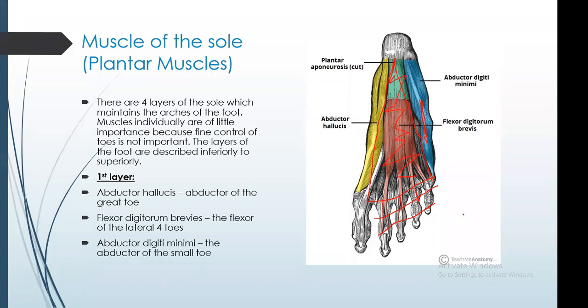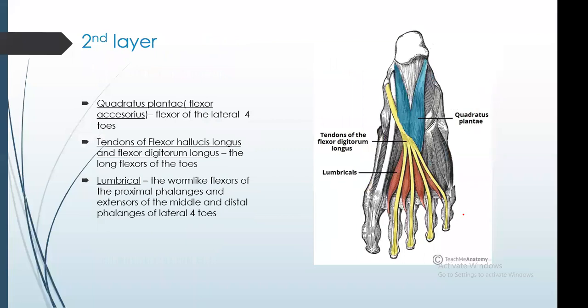So the second layer consists of quadratus plantae, which is also called flexor accessorius, which is the flexor of the lateral four toes. This one, quadratus plantae. Tendons of the flexor hallucis longus and the flexor digitorum longus. These are the tendons of those two muscles.